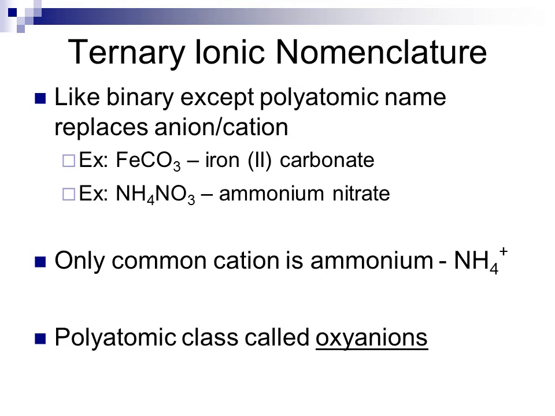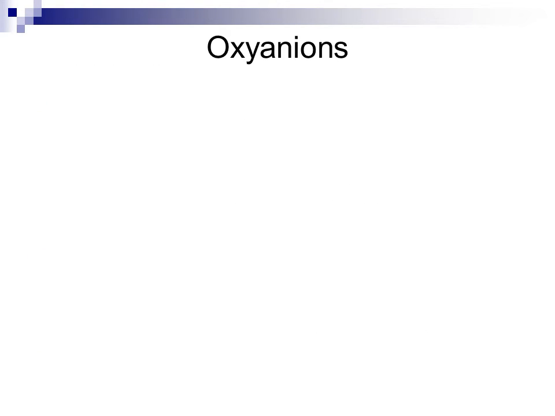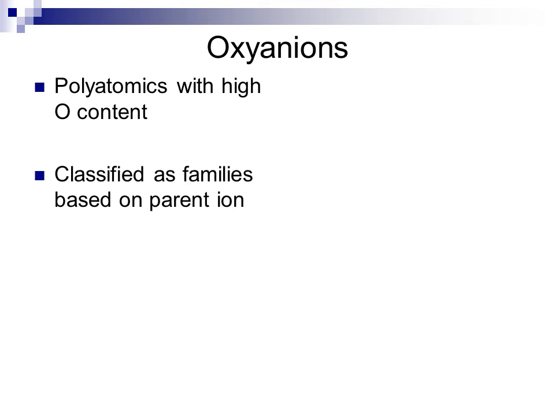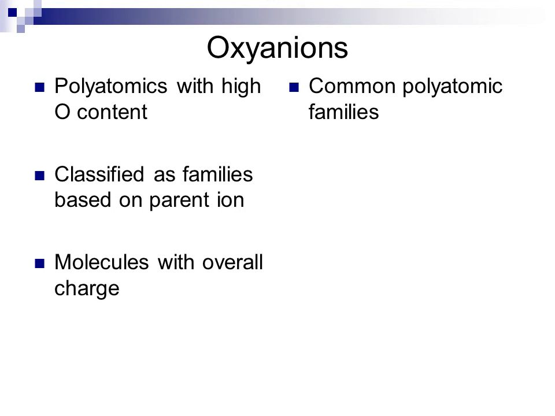Polyatomic ions also have classes that are called oxyanions. Things like carbonate and nitrate are oxyanions because they are anions that contain a large amount of oxygen. And oxyanions are polyatomic ions that have a high content of oxygen. They are classified as different families of oxyanions that are based upon the parent ion. The oxyanion itself is a molecular compound. It's a molecule, but the molecule itself has an overall charge, so it's a charged molecule.